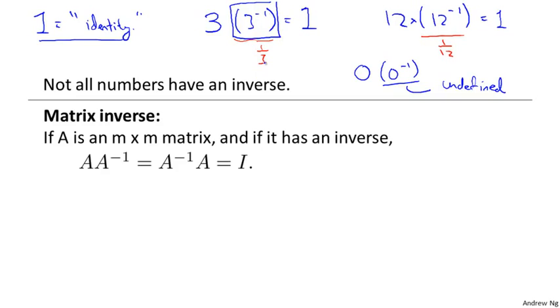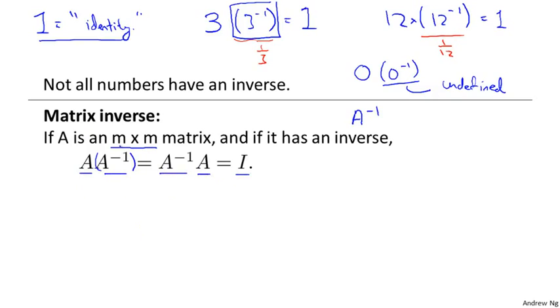Here's the idea. If A is an m by m matrix, and if it has an inverse, I'll say a little bit more about that later, then the inverse is going to be written A to the minus 1, and A times its inverse, A to the minus 1, is going to equal A inverse times A, which is going to give us back the identity matrix. Okay?